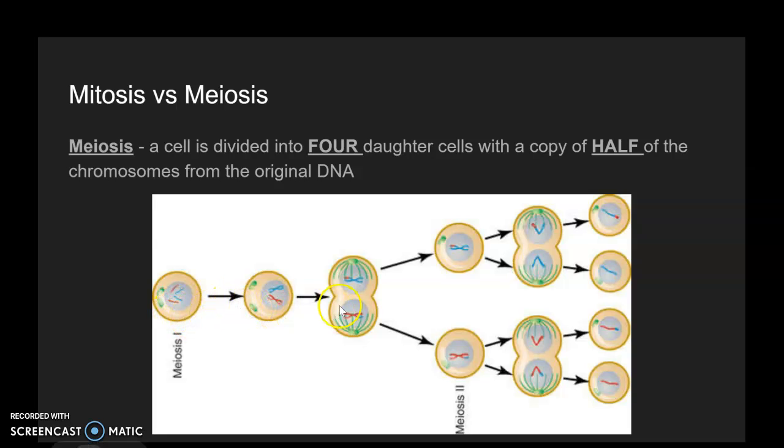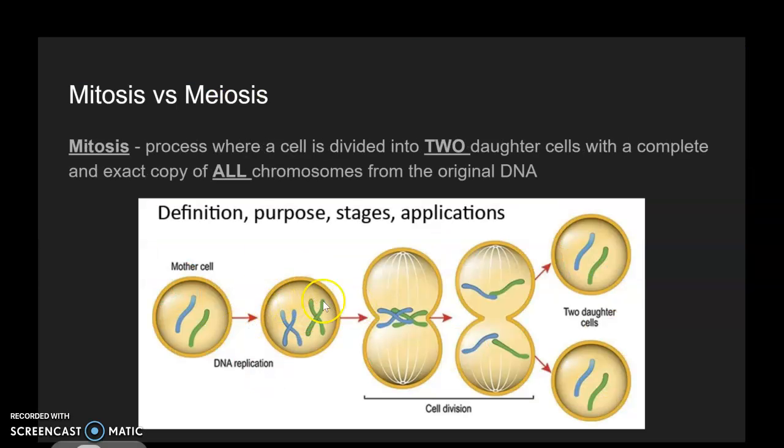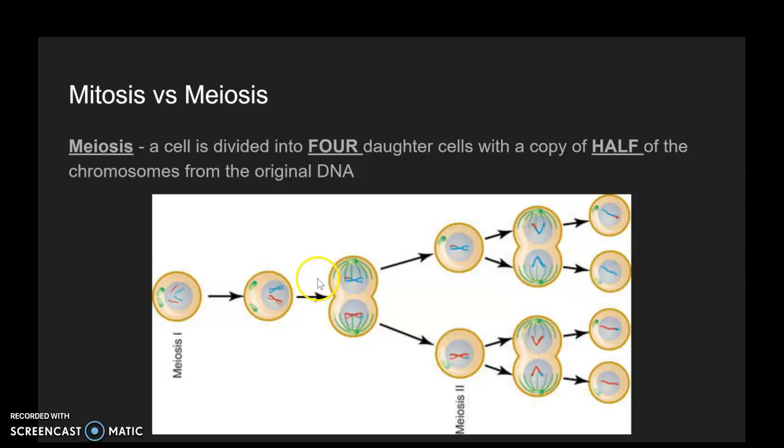Then some mixing happens in meiosis, where you can see some red over where the blue strand was and blue over where the red strand was, and that's called crossing over, which we'll get into. But that doesn't happen in mitosis. Mitosis is just clones of itself. So you can think of mitosis as being for asexual reproduction, and meiosis for sexual reproduction.